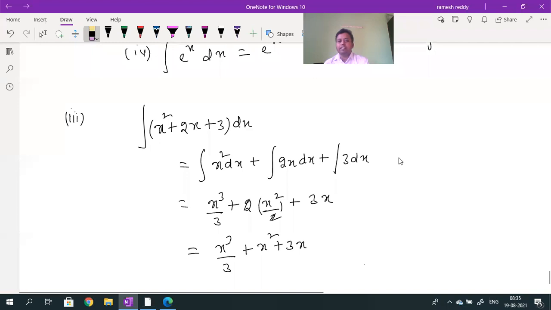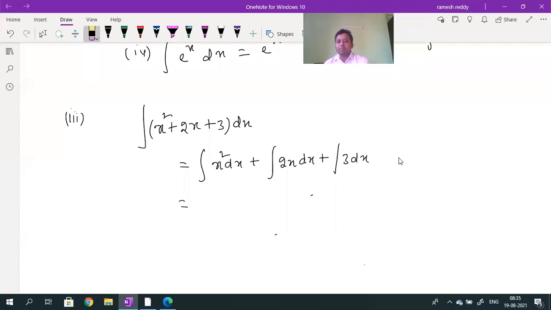If you want, I will write the steps separately. So how can I write this? If direct steps are not understood, then I will add one more step. So here it is x power 2 plus 1 by 2 plus 1, plus 2 constant into x dx. X power nothing is there means 1. X power 1 plus 1 by 1 plus 1, plus 3 constant, nothing is there, will be equal to x.